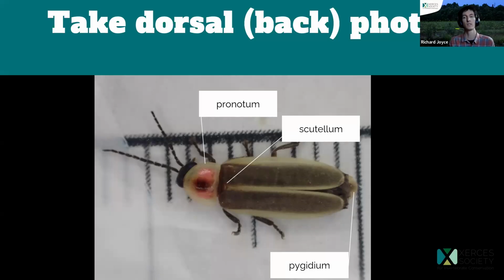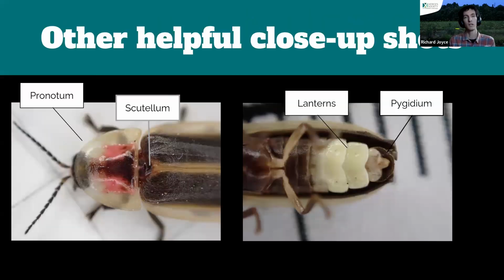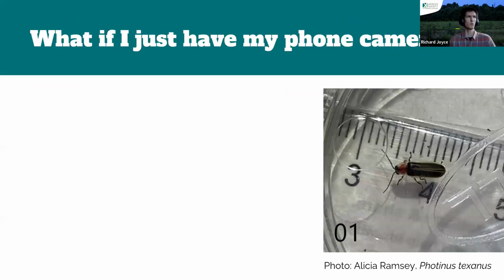And you can see in this photo, it was taken through a clear plastic bag, and it's up against the millimeter scale, which is on the Firefly Atlas data sheet. So I know just from the photo how many millimeters long it is. A few other helpful close-up shots can be really zooming in on the pronotum or zooming in on the lanterns. So what if the camera you're working with is just your phone camera?